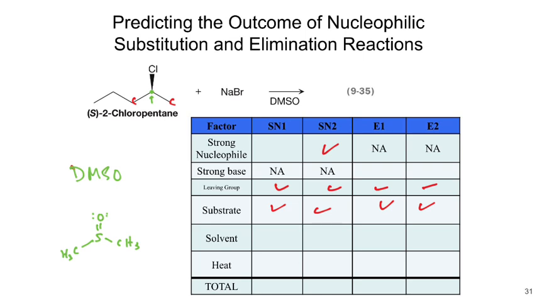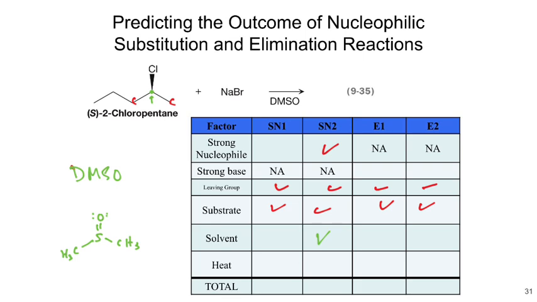It's polar aprotic. Which mechanism prefers polar aprotic? SN2. Put a check mark. Okay? Heat. Heat is typically a red flag for elimination reactions. Do we see any heat associated with this reaction? No. So there's nothing to check off.